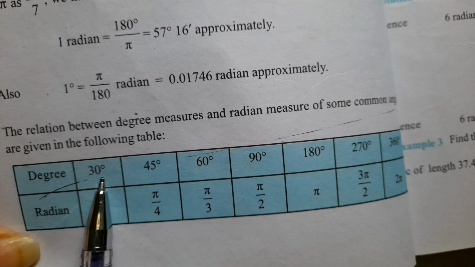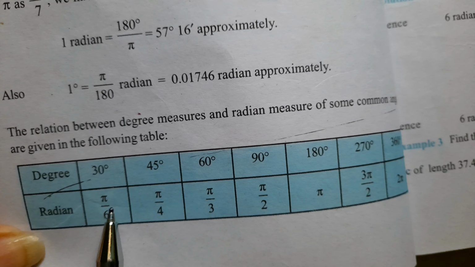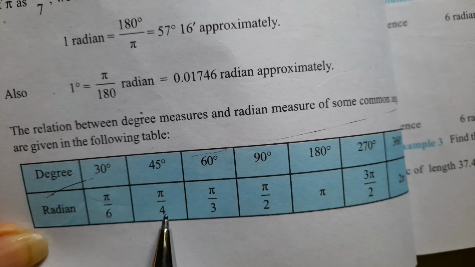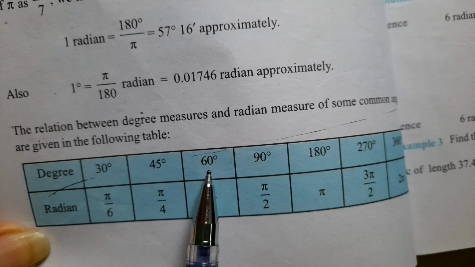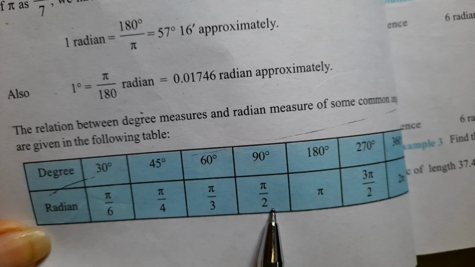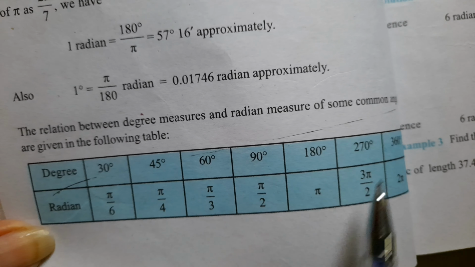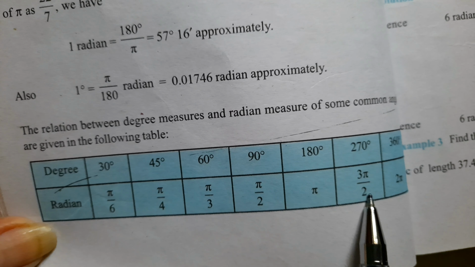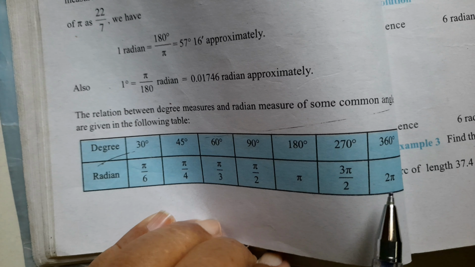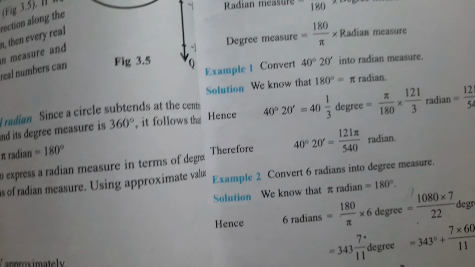See, 30 degree. So, 30 degree is equal to, in radians, pi by 6. Pi means 180 degree. If you divide 180 degree by 6, we will get the answer 30. 45 degree, pi by 4. 60 degree, pi by 3. 90 degrees, pi by 2. That is 180 divided by 2, we will get 90. 180 degree, pi. 270 degree, 3 pi by 2. 360 degree, you will get 2 pi. So, this is very important. You have to keep it in your mind.